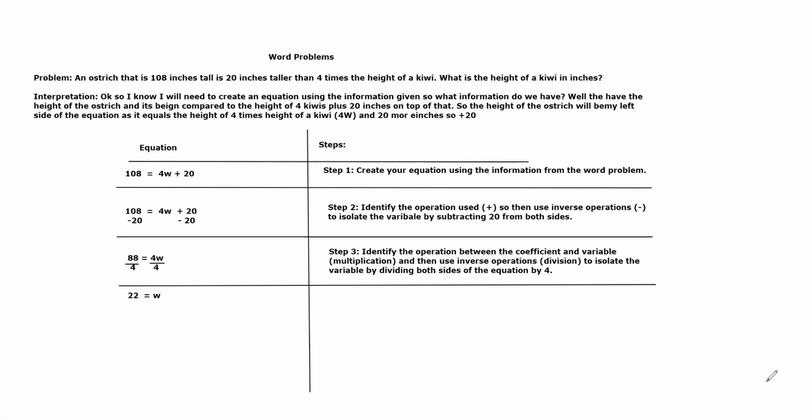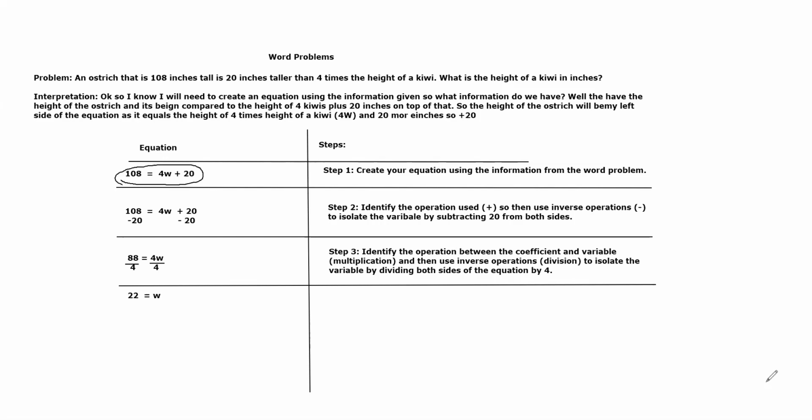Okay, so in this case, the equation, right? I came up with 108 is equal to 4W plus 20. I created the equation using the information from the word problem. This is going to be the hardest step for most of you. But once you have an equation, just go with it. Even if you're not sure if it's correct, go with it. And then if you get it wrong, then you get it wrong. I'm not going to take off points because you got it wrong if you're showing all your work. If you show all your work and I see where you went wrong, I'm just going to point it out, and then you're going to fix it, and then you're going to move on. That's it. All right. So 108 is equal to 4W plus 20.